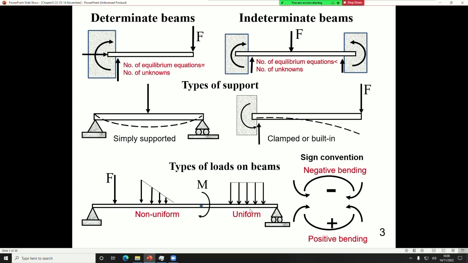The other thing is the sign of the bending moment. A bending moment is positive when, after the deformation, the bottom layer of the beam is convex and the top layer is concave. We call a bending moment negative when the top layer of the beam is convex and the bottom one is concave.